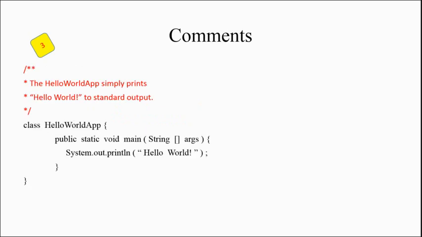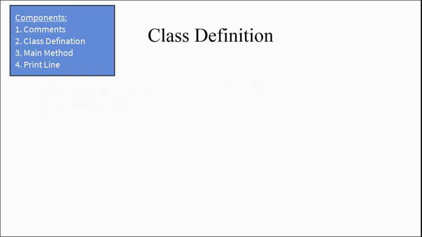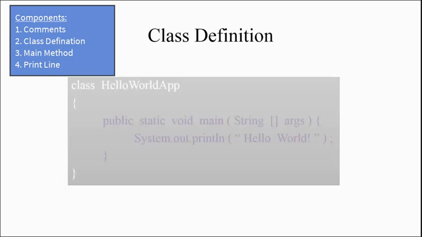The third one is a special type of comment called doc comment or documentation comment. The compiler ignores this type of comment just like the other two, but the Javadoc tool uses this to prepare automatically generated documentation. Now let's dig into the second component of the Hello World app, that is class definition.